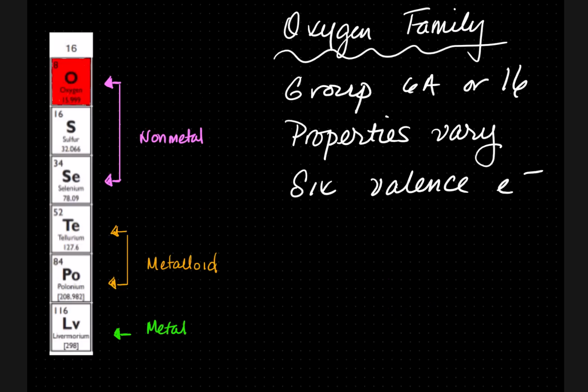Oxygen family is group 6A or 16. Properties vary. They have 6 valence electrons, so they tend to gain 2 electrons and become a charge of 2 minus, and again, an anion. The nonmetals are oxygen, sulfur, and selenium. Selenium is usually a metalloid, but for this class, you can learn it as a nonmetal. Tellurium and polonium are metalloids, and the last one, livermorium, is a metal.